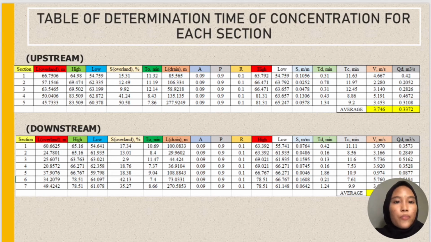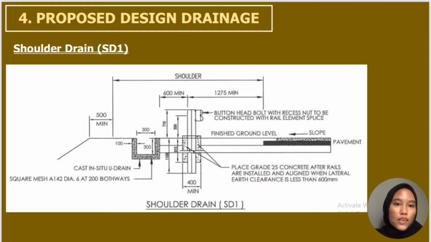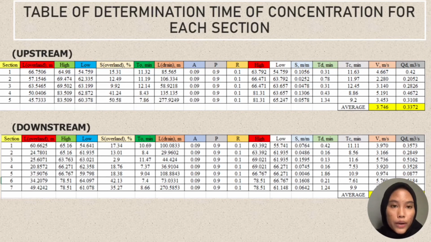And next is the proposed design drain. So we decided to go with shoulder drain type 1. We calculate the wetted perimeter of the shoulder drain, the area, and the hydraulic radius. So the wetted perimeter of the shoulder drain type 1 is 0.9 meter, and the area is 0.09 meter squared, and the hydraulic radius is 0.1 meter.